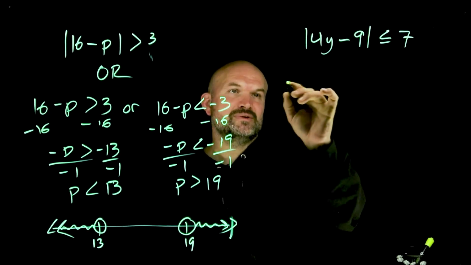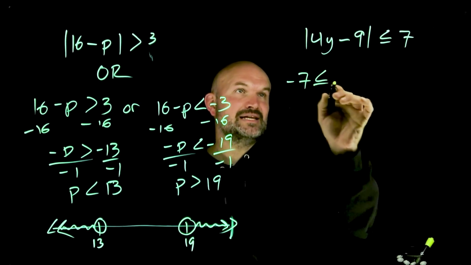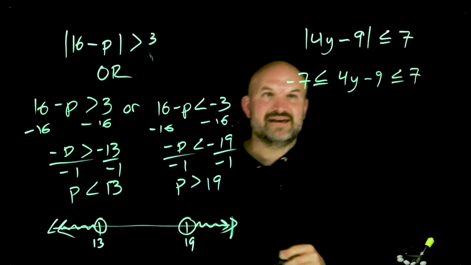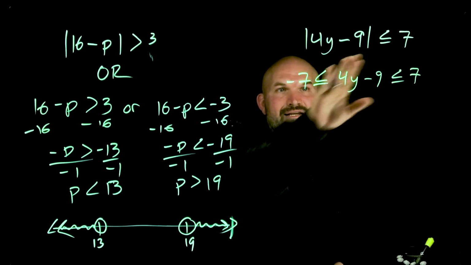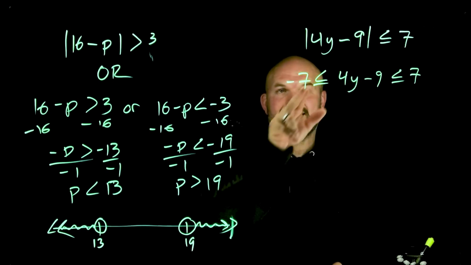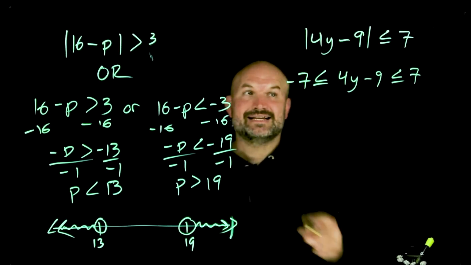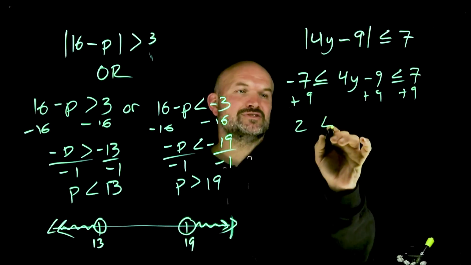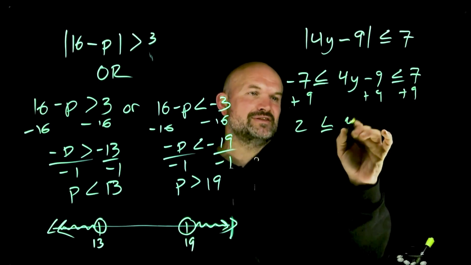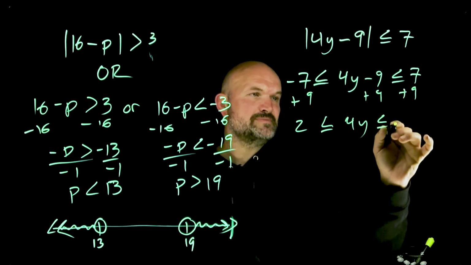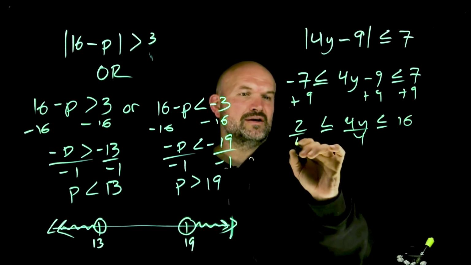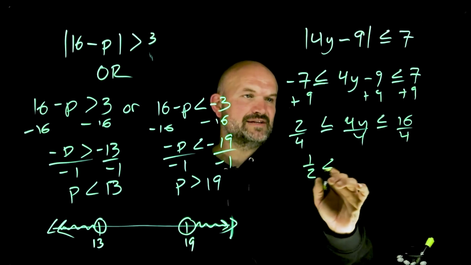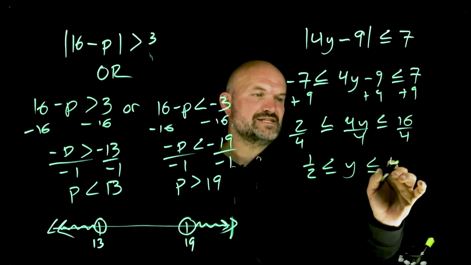So all I'm going to do is take negative 7 is less than or equal to 4y minus 9 is less than or equal to 7. All you do is take the same sign, rewrite it in front of your expression, and then take whatever it's equal to and negate it. Now I can use my inverse operations once, and I don't have to worry about doing it both times. So that's going to be 16. Now I can divide by 4 on both sides of the inequality. In this case, I get 1/2 is less than or equal to y, which is less than or equal to 4.